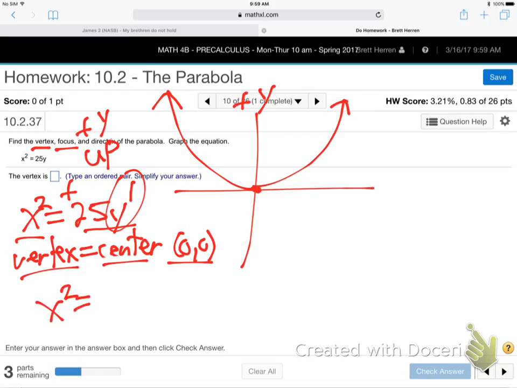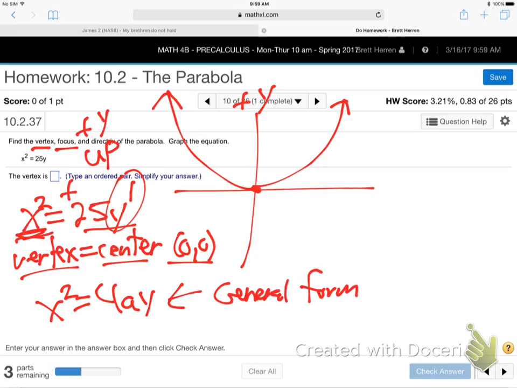But let me give you the game plan. Remember the general format of how the parabola equation looks. It's x squared is 4ay, or y squared is 4ax. In our case, we have the x squared, right? So that's the general form of the parabola equation. 4ay. And the a, remember, is how far to the focal point. So wherever the focal point is, the distance from the vertex to there is a. You with me? And the focal point's always inside the parabola, right?